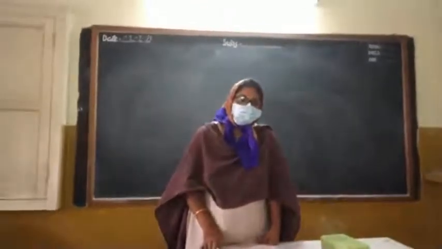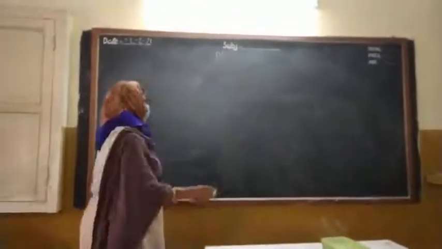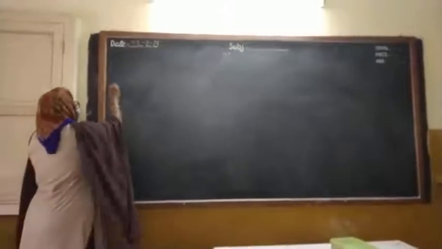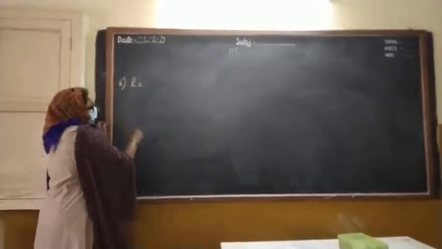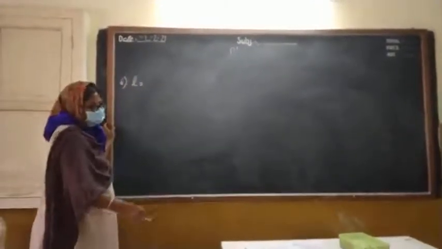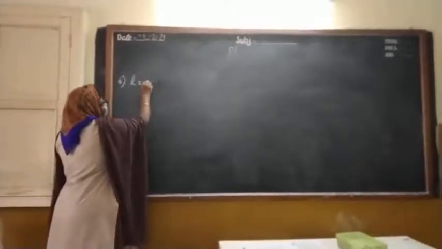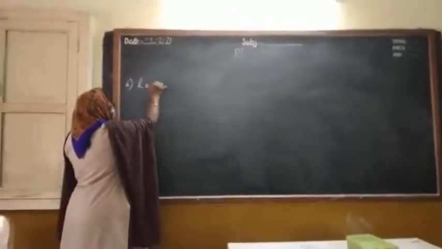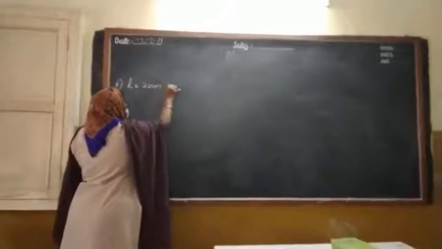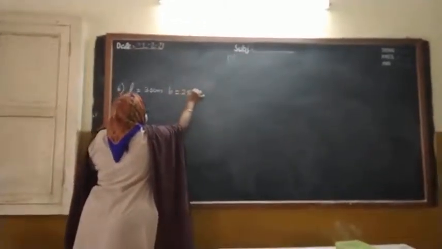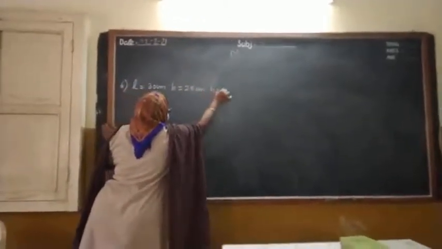That is 2 times LB... So here, just tell me what is that? L is equal to 30 centimeter, B is 25 centimeter, and H is also 25.